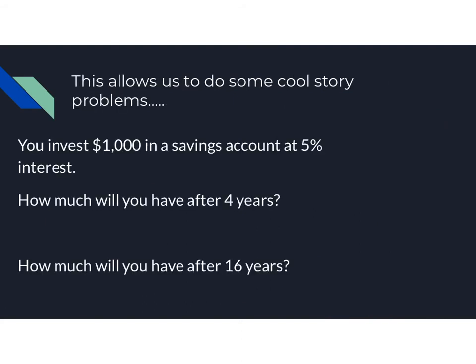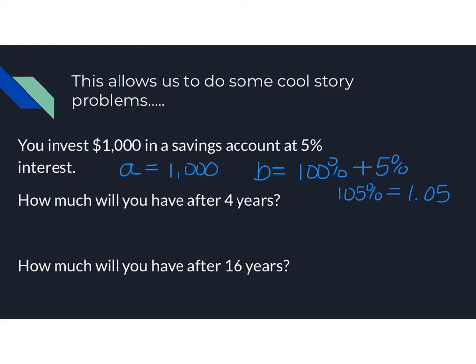So here's one of our situations. We're going to deal with $1,000 in a savings account at 5% interest. So your A value, that initial investment, is 1,000. Your B is not 5, but your B is the 100% that you would normally have plus your 5% growth. So that's 105%, which as a decimal is 1.05. So if we want to write an equation, we would write an equation of 1,000 times 1.05 to a power of t.